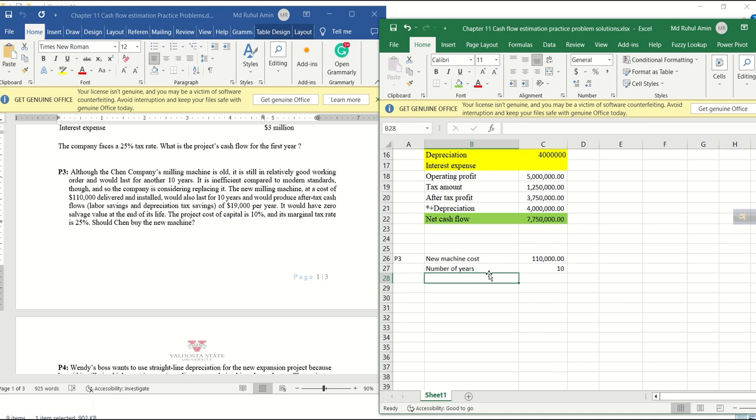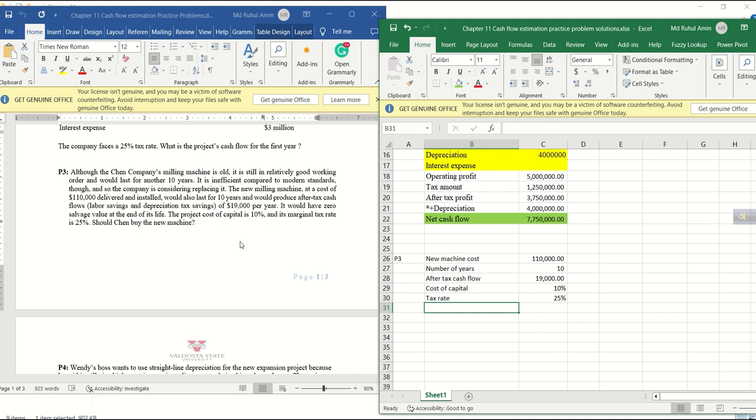And then what else do we have? An after tax cash flow. After tax cash flow is 19,000. Now cost of capital is 10%. Tax rate is 25%. So should we buy the machine?